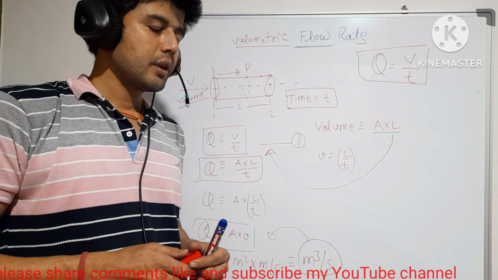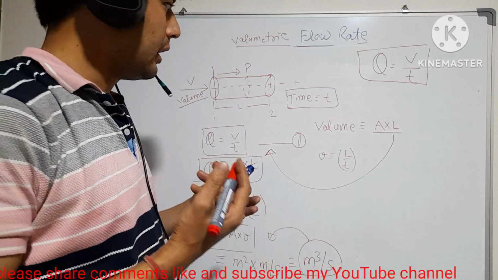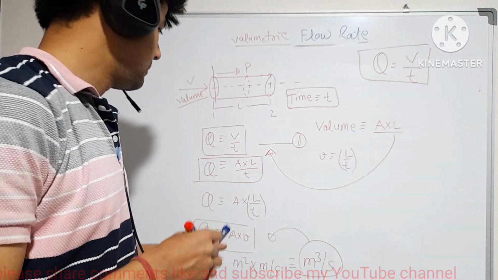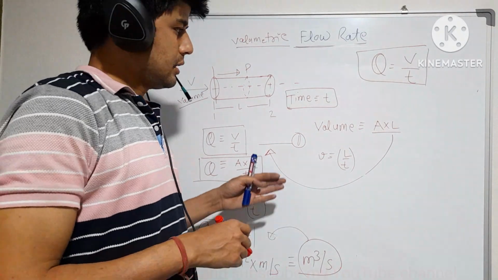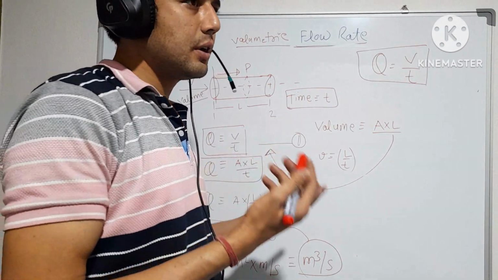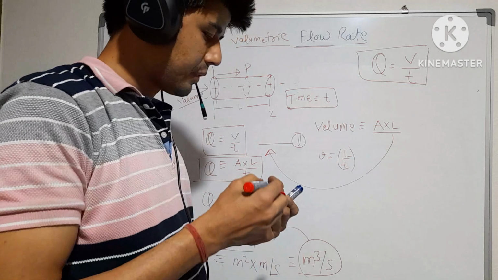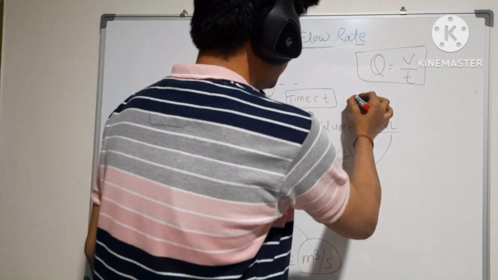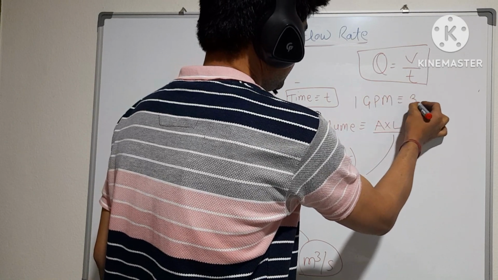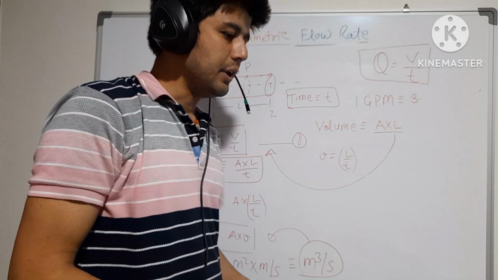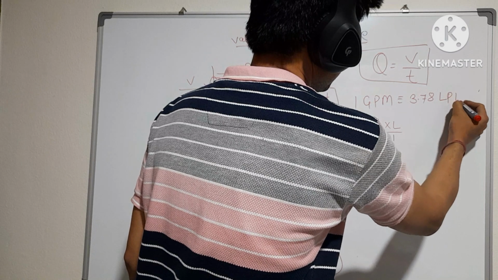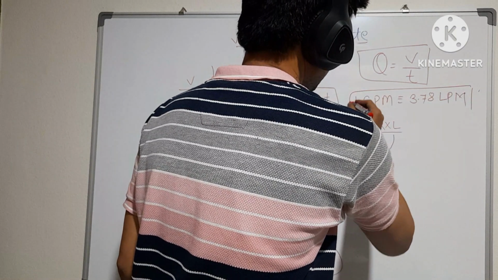Now, how do we change GPM to LPM? Suppose that my water is flowing in GPM. I need to convert it to LPM. Then I note down here 1 GPM, 1 gallon per minute is equal to 3.78 liter per minute. This is the conversion, simple.